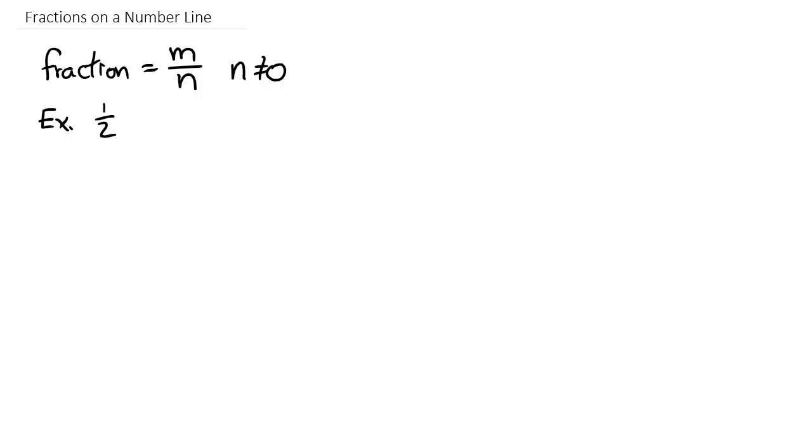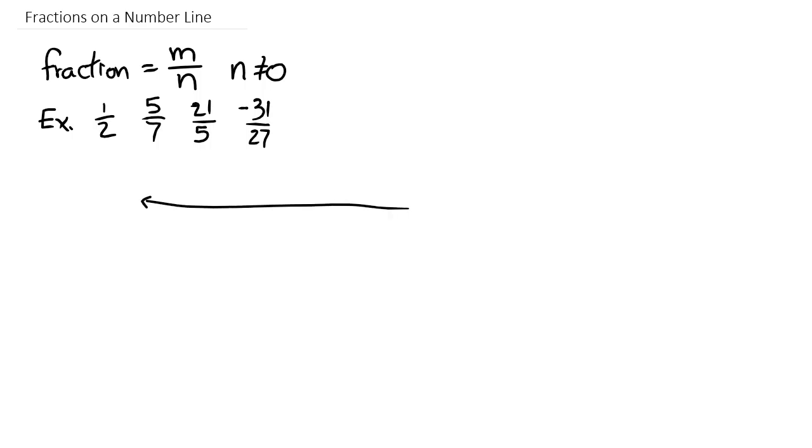We could talk about 5/7. We could even talk about improper fractions of 21/5, or negative 31/27. Okay, so all of these are examples of fractions. Notice how m in this case is 1 and the n is 2. We have these whole numbers or integers, positive or negative whole numbers, in the top and in the bottom. So that's what creates a fraction.